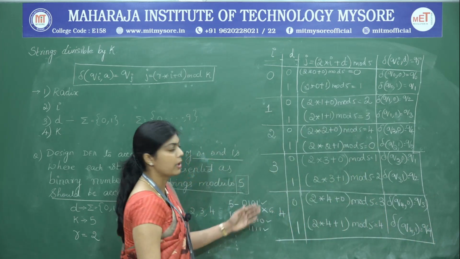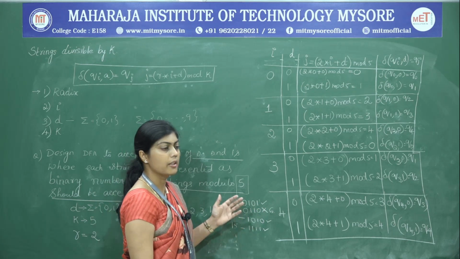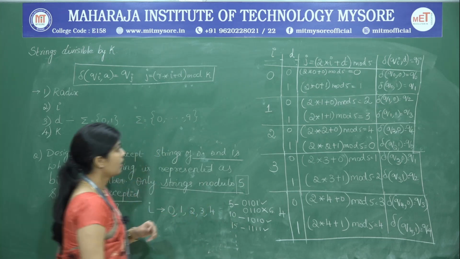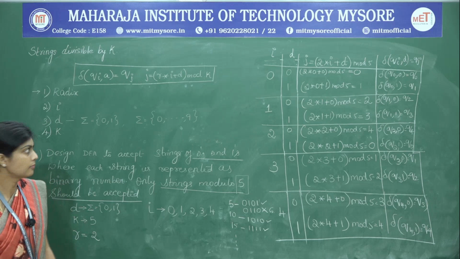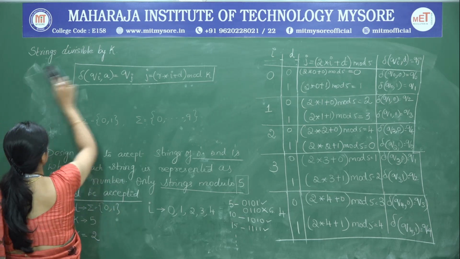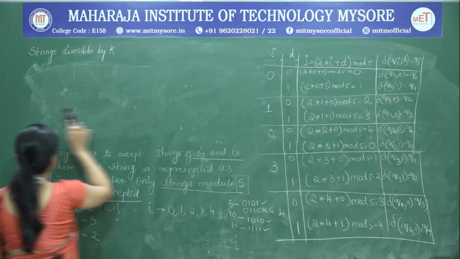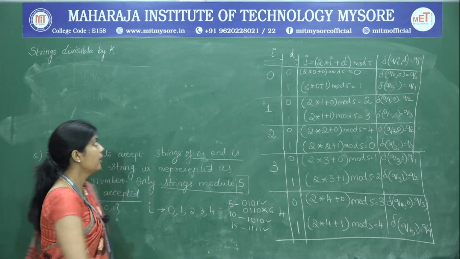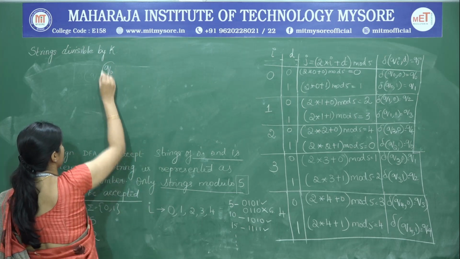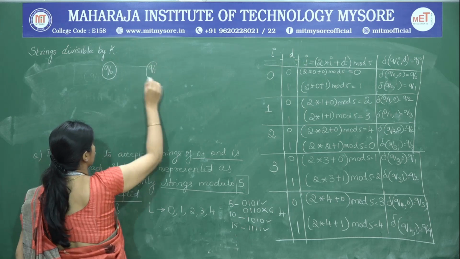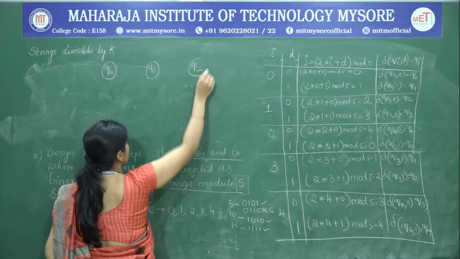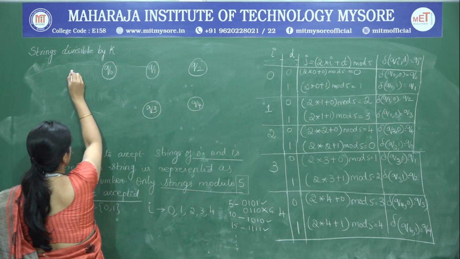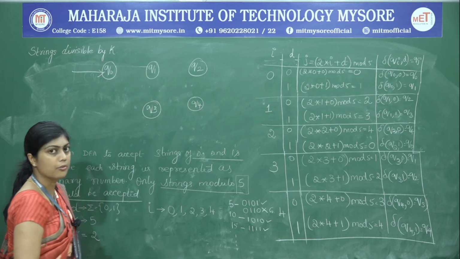So once we have finished forming all the transitions of this DFA, we are now ready to complete the transition diagram for the DFA. So we'll write the transition diagram. We have 5 states in this DFA. So we'll write the 5 states. First one is Q0, then we have Q1, Q2, Q3, and Q4. Q0 is the start state of the DFA.